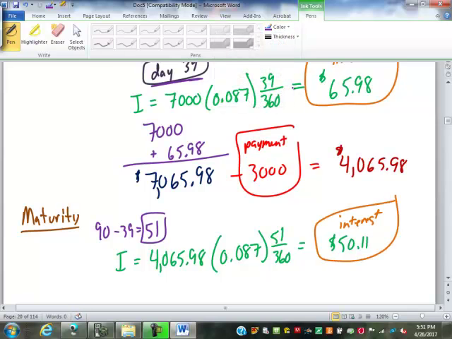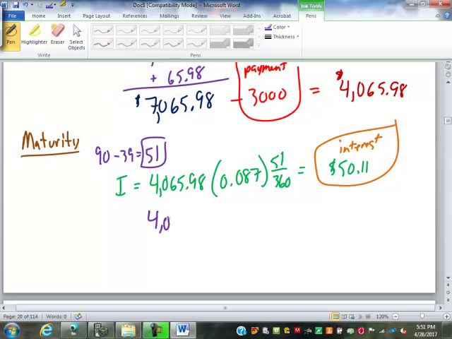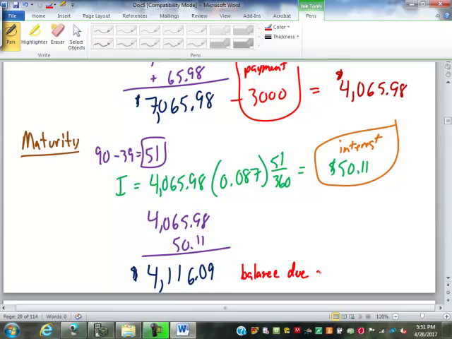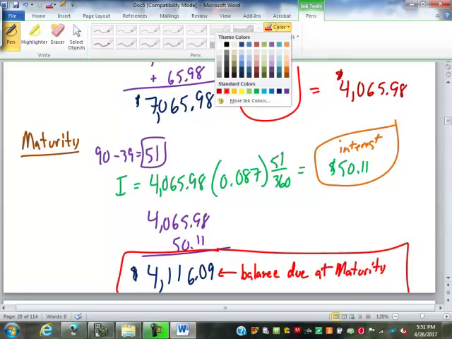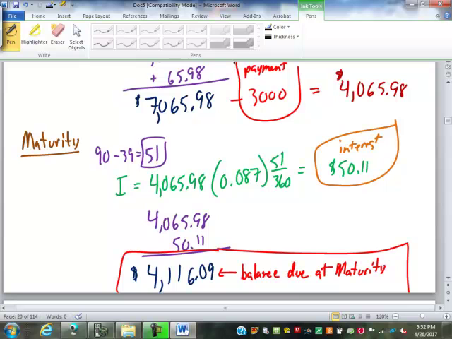So we must add that to our principal. So $4,116.09 is the balance due at maturity. That's how much you owe at the end of the loan, the end of the note. So there's a simple interest problem.